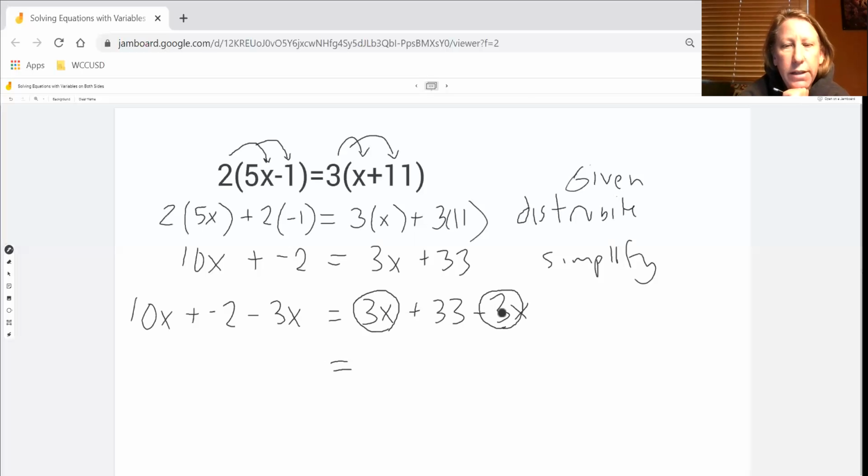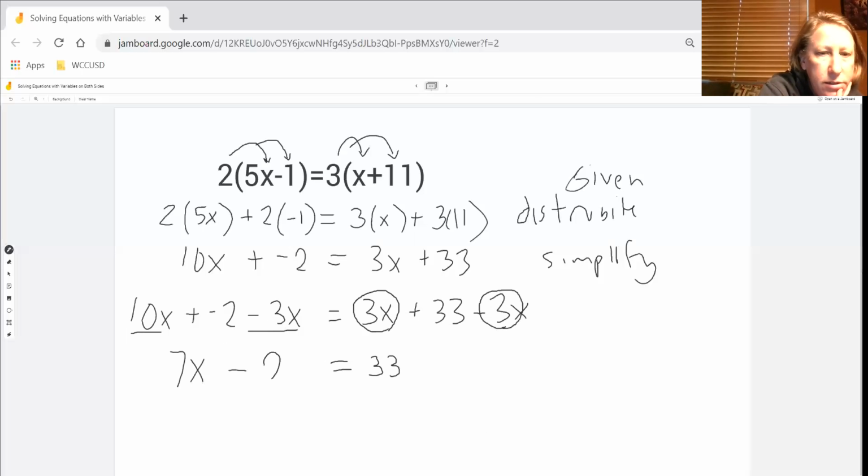when I simplify this, I have 33 right here, which means I don't have any more variables on this side. How about this side? Remember, combine like terms: we're going to put this 10x with this negative 3x, and that's going to be 7x minus 2. Would you look at that?